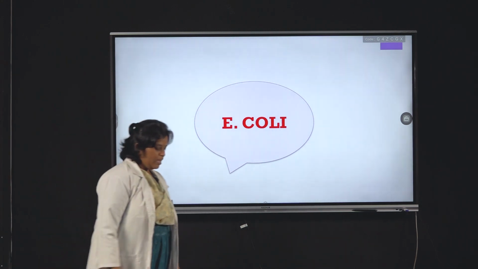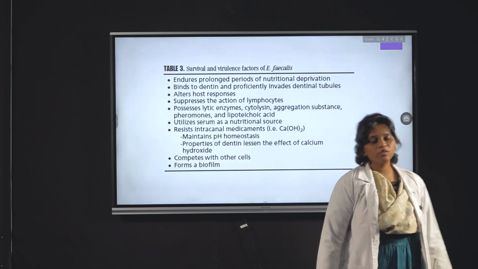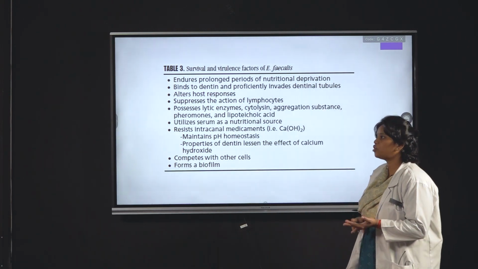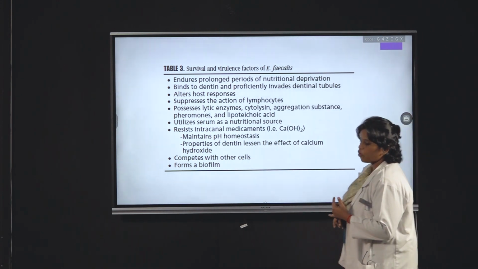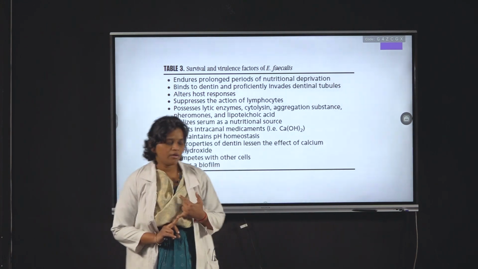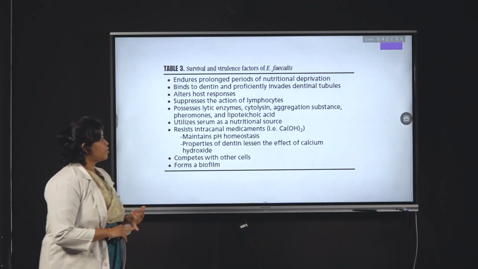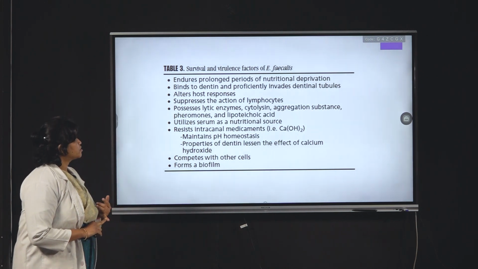Now, the main important bacterium responsible for either the secondary infection or the persistent infection is E. faecalis. E. faecalis is one of the most common bacteria isolated from canals which have been cultured from secondary or persistent infection.